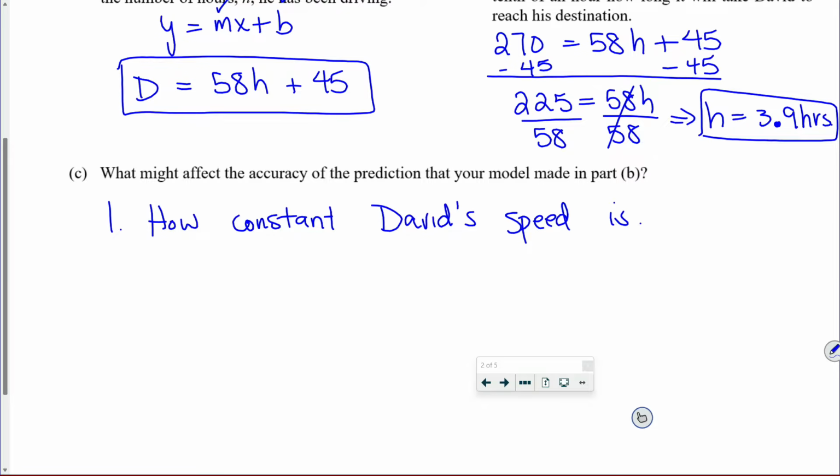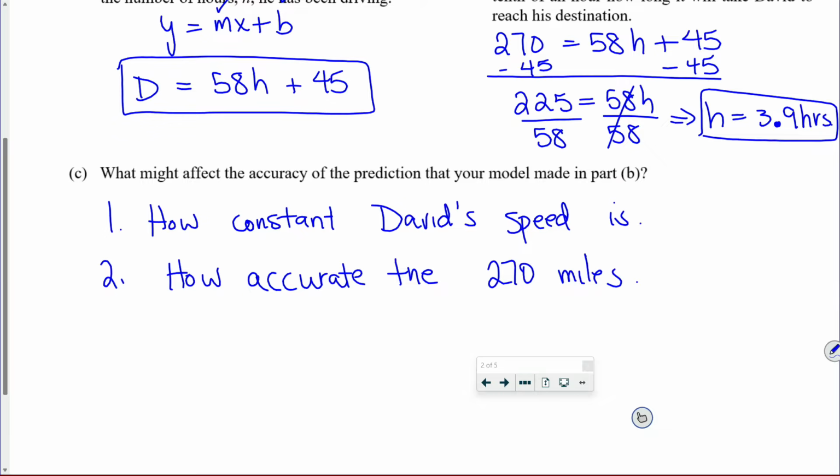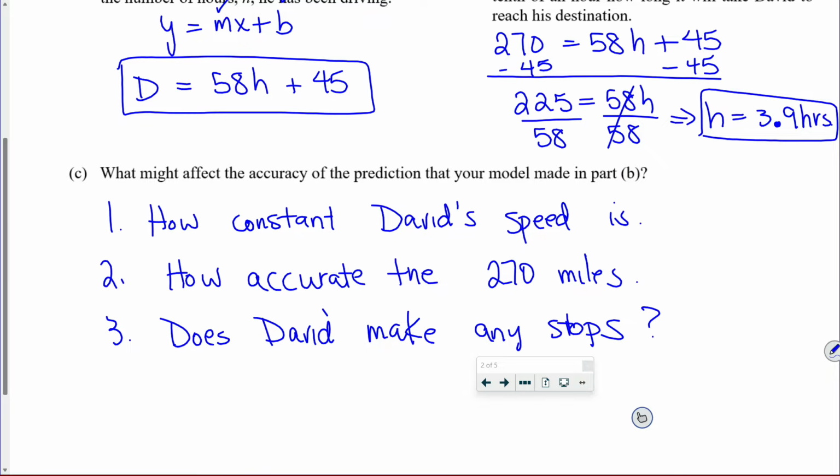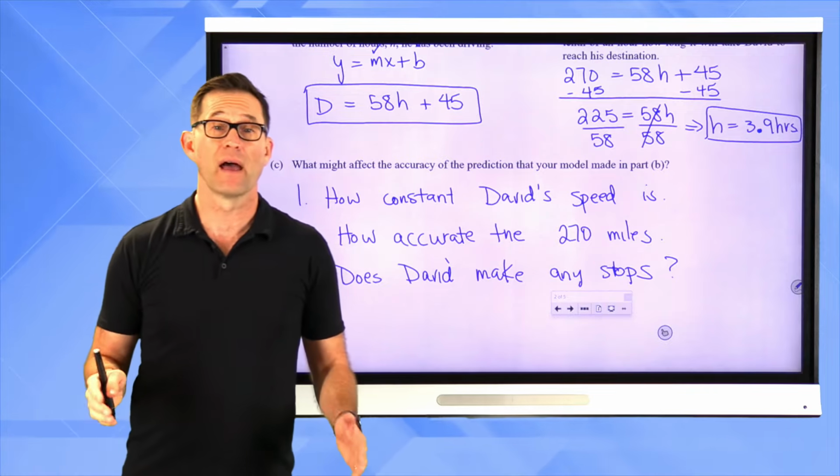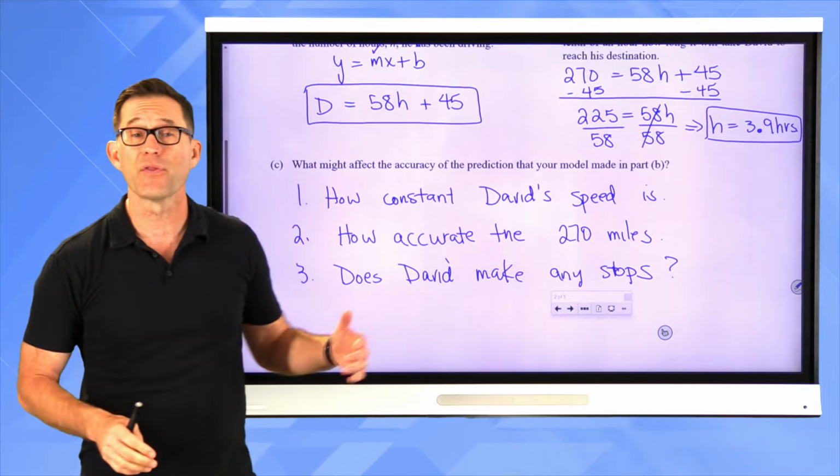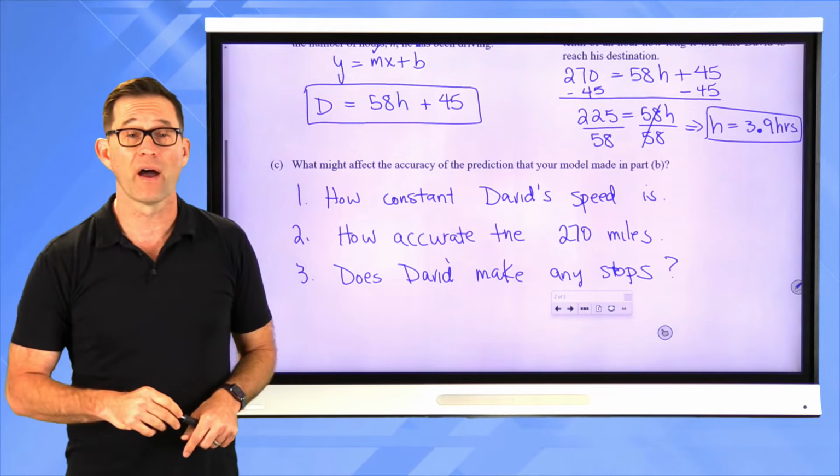right? And that kind of boils down to some of the other ones, maybe how accurate the 270 miles is. Maybe it's actually a little bit more than 270. Maybe it's a little bit less than 270. Does David make any stops? And that probably loops back into how constant David's speed is, right? But there's a lot of things that are, of course, going to modify that accuracy.